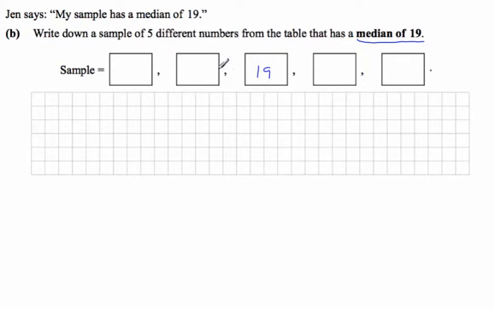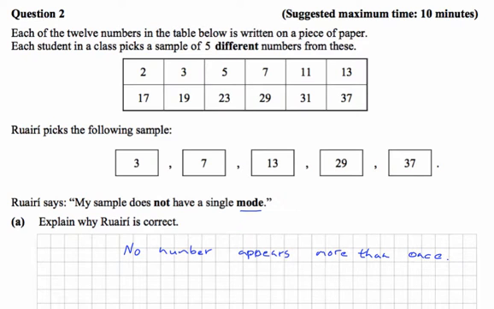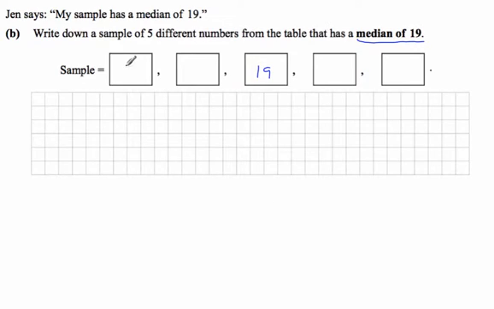And her sample, then the other numbers, these 2 numbers here would be lower than 19, and these 2 should be higher than 19. So if we go back and look at the sample, we can pick any 2 numbers that are lower than 19. So we could just pick 2 and 3. So 2 here, 3 here.